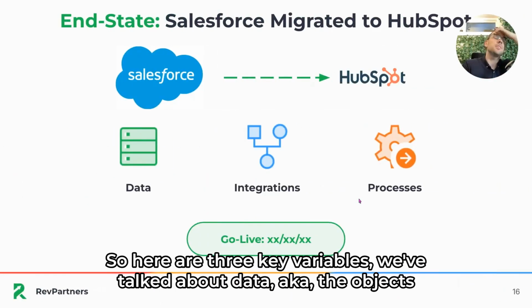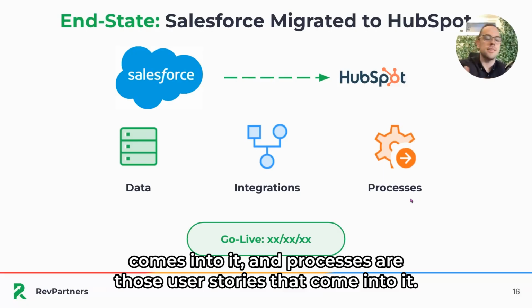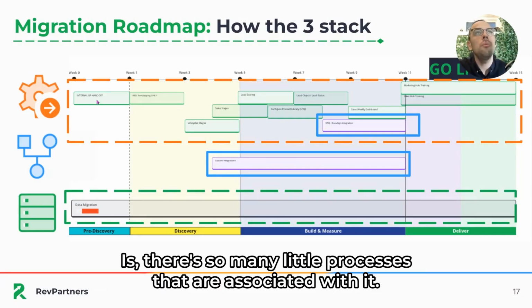What does that look like? So here are our 3 key variables. We've talked about data, aka the objects and properties that come over, the integrations, the tech stack that comes into it, and processes are those user stories that come into it. How they stack on top of each other is there are so many little processes associated with it.